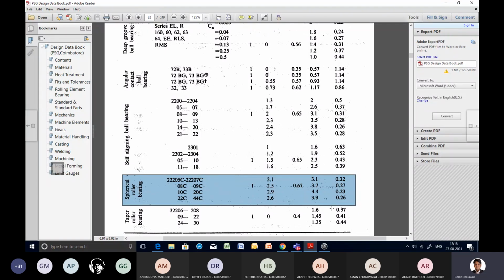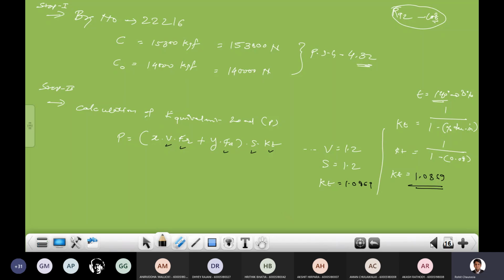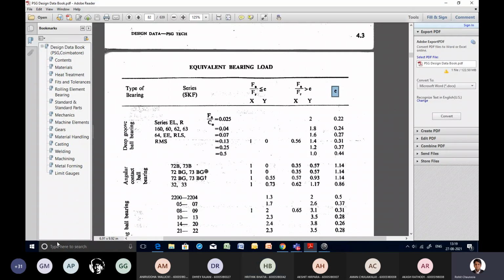First, we must know the value of e. What is e? It is nothing but the ratio of these two, FA upon FR. So let's calculate FA upon FR. What is FA upon FR? 20 divided by 80. How much is it coming? 0.25. Now we are getting 0.25.